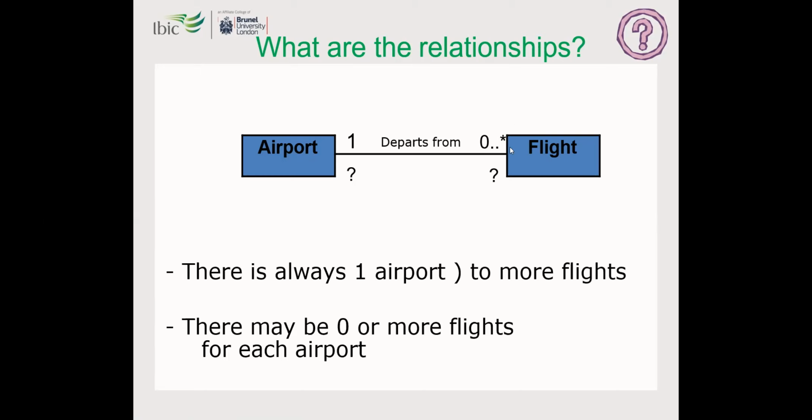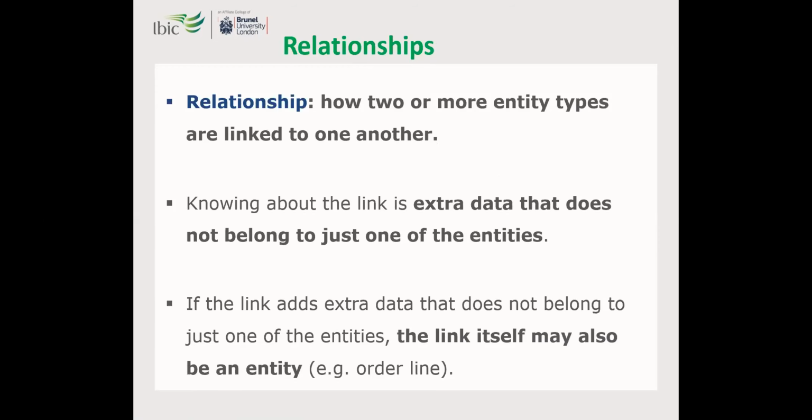This symbol and notation is going to represent many. So there is a one-to-many relationship. One airport departs many flights. So there may be 0 or more flights for each airport as well. So there are different types of interpretation for that.